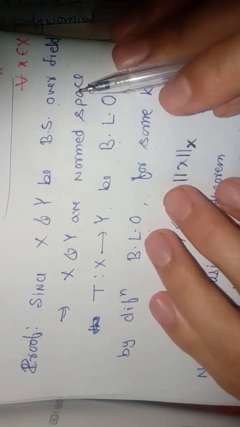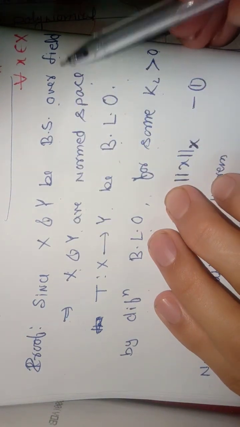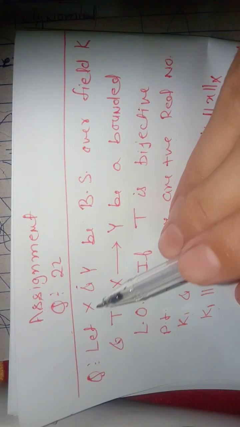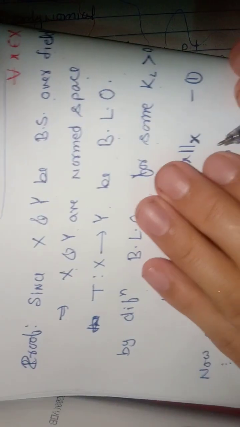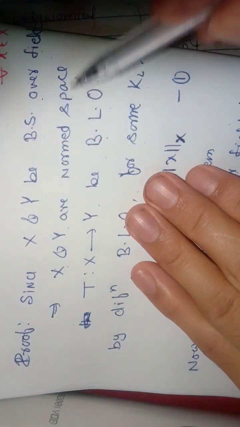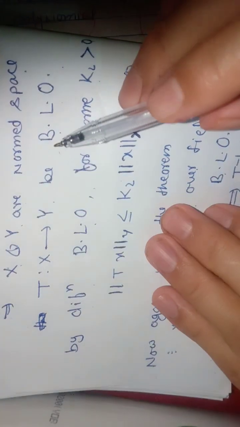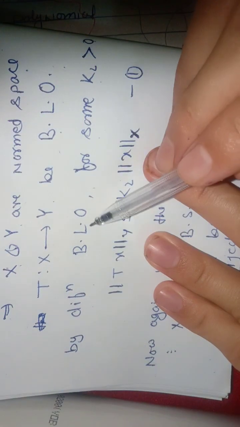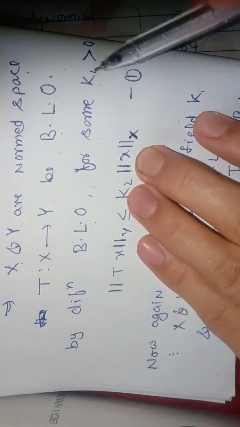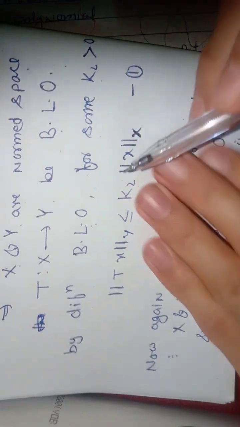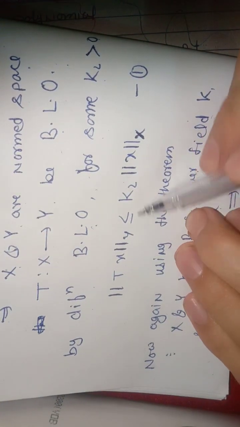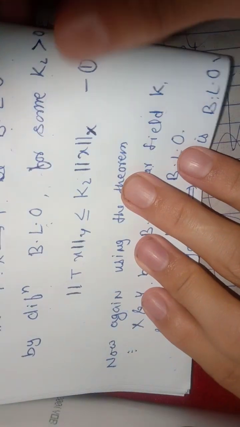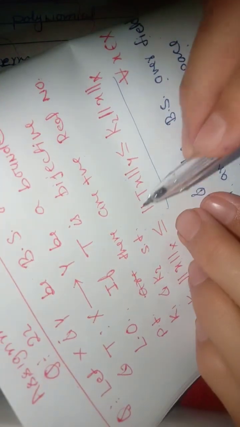So now comes the proof. Since X, Y is a Banach space over the field, by the statement of the question, X, Y are normed spaces, it is obvious. T: X into Y is a bounded linear operator, then by definition of bounded linear operator there exists some positive real number K2 such that norm Tx is less than or equal to K2 norm x. So this part of the question is obvious.